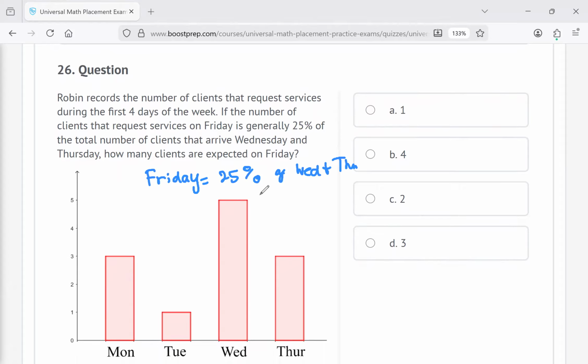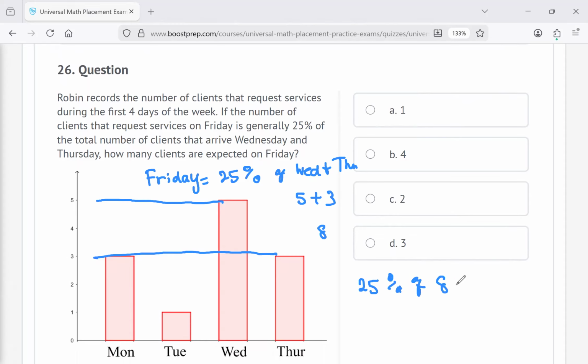Okay. So how many people are there on Wednesday? It looks like 5. And how many people are there on Thursday? It looks like 3. So 5 plus 3 is 8. Then you take 25% of 8, and that will give you how many clients on Friday. So 25% as a decimal is 0.25 times 8. That is 2. So there will be 2 clients on Friday.